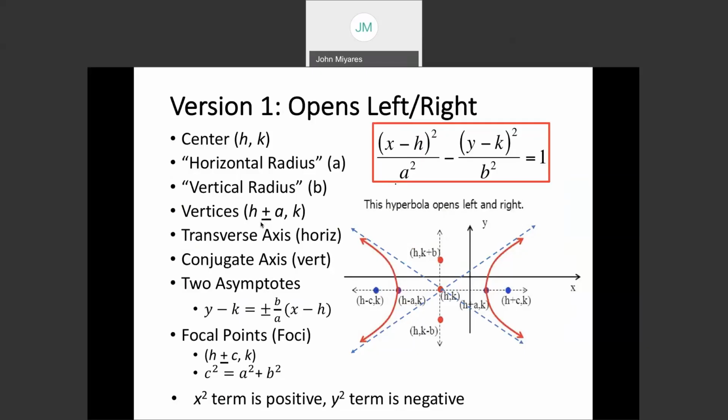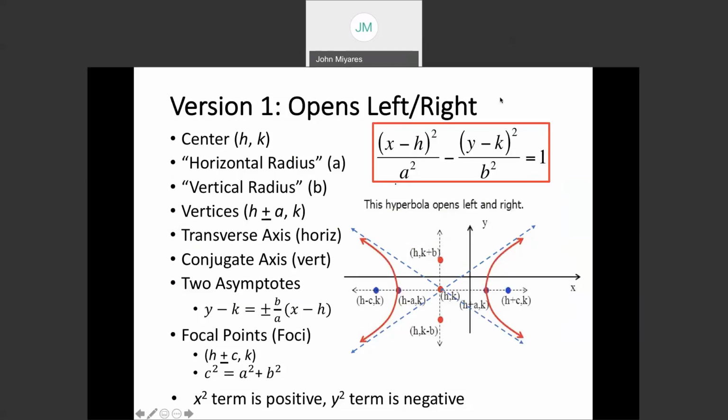Finally, so that we don't forget it, the key factor in this equation that will make it open left-right as opposed to up and down will be that the x squared term in the equation is positive and the y squared term is negative. While we'll get into this a little bit later in the presentation, if the order of the subtraction is reversed, that is, if it were the y squared term minus the x squared term, then the hyperbola would open up-down. And of course, if there was a plus sign in between the terms, then we would have an ellipse.